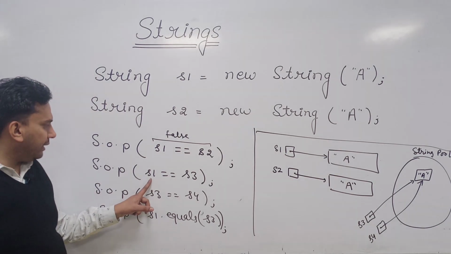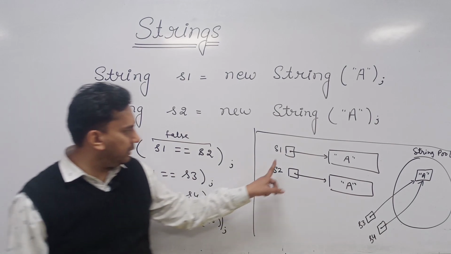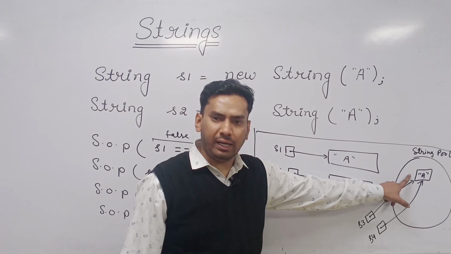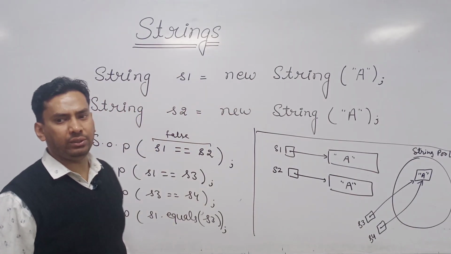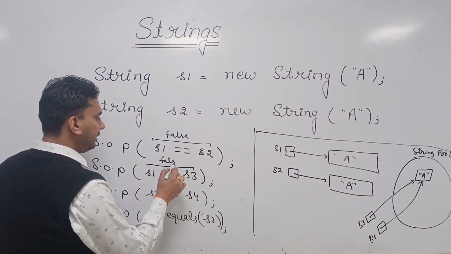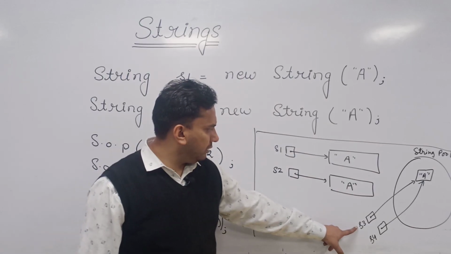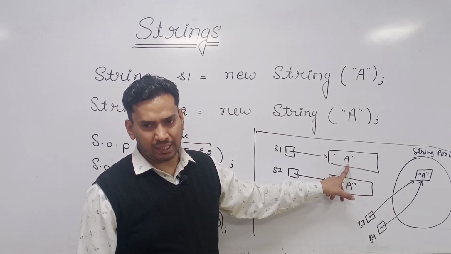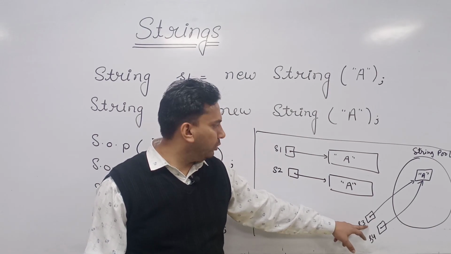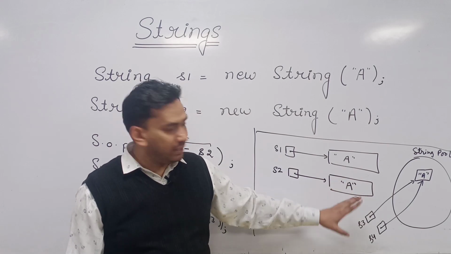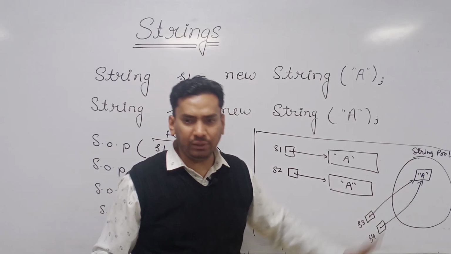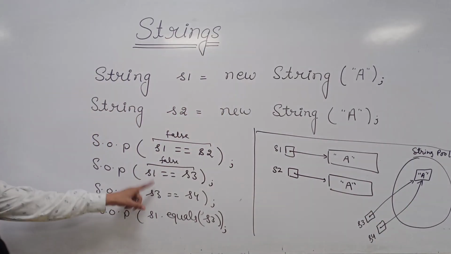But if you see S1 == S3, again S1 is pointing to this object and S3 is pointing to another object, it means again it is going to return a value which is false. It proves that intern strings are not pointing to the heap objects. Otherwise you could have said that the intern string is pointing to some existing object, so it may be pointing to this one. So it proves that no, the intern string is not pointing to the heap object, it is pointing to some other object, right? So this is proven here.